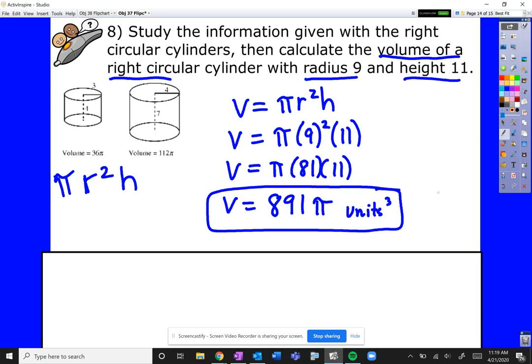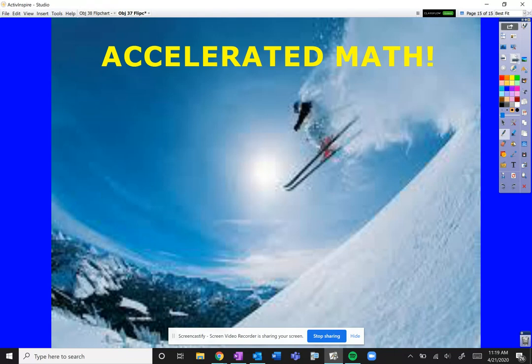Okay, so very important that you got your calculator ready, that you got your big volume formula ready to go on your note sheet, and go for it. Get some accelerated math. You guys got it.